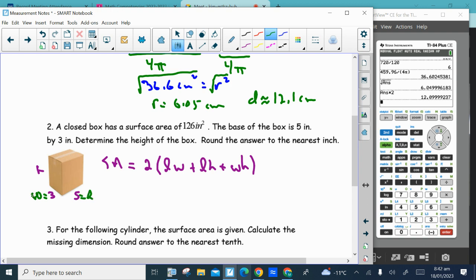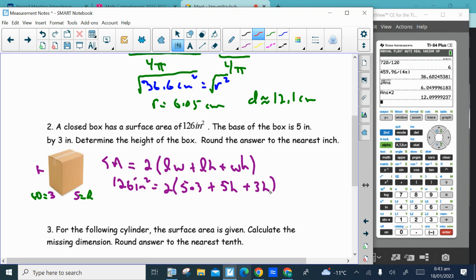We could switch those two around. Doesn't matter. But if that's what we say, then the surface area, which is 126 inches squared, will equal 2 times the length 5 times the width 3, so 5 times 3, plus the length 5 times H, the height, plus W, the width, which is 3, times H, the height. So this is now what we need to work with to solve.